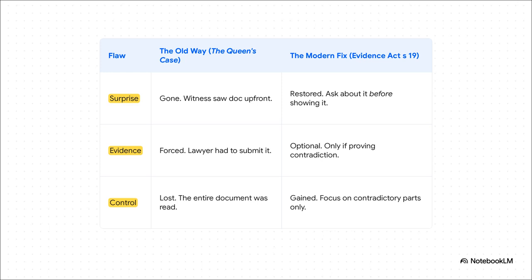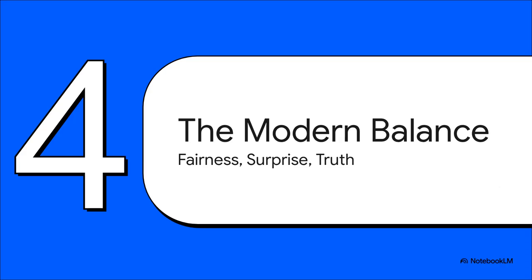And control, instead of reading the whole thing, good parts and bad, the lawyer can zoom in on those parts of the writing that actually contradict the testimony. It's surgical, it's efficient, and it's just so much better. So when you put this all together, what does this whole journey from an Old English case to modern law really tell us? Well, it all comes down to finding the perfect balance between 3 really important ideas.